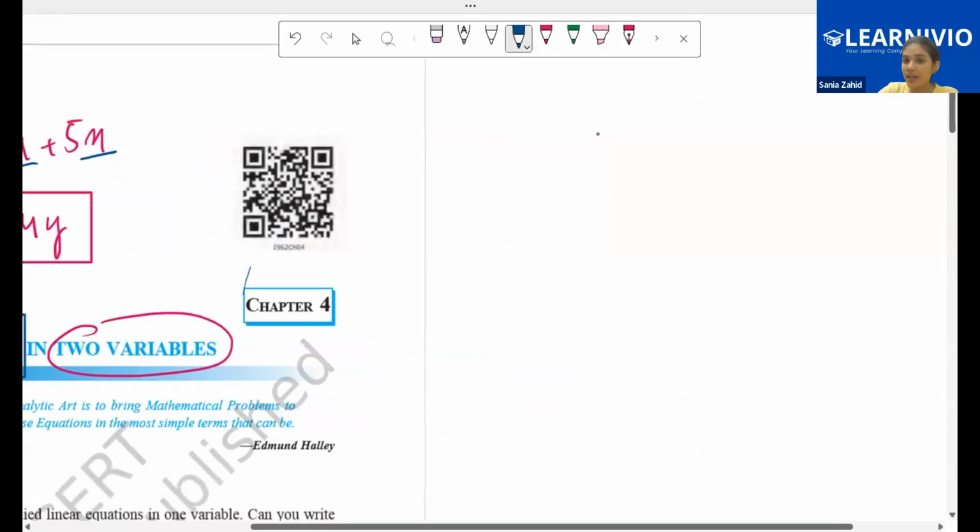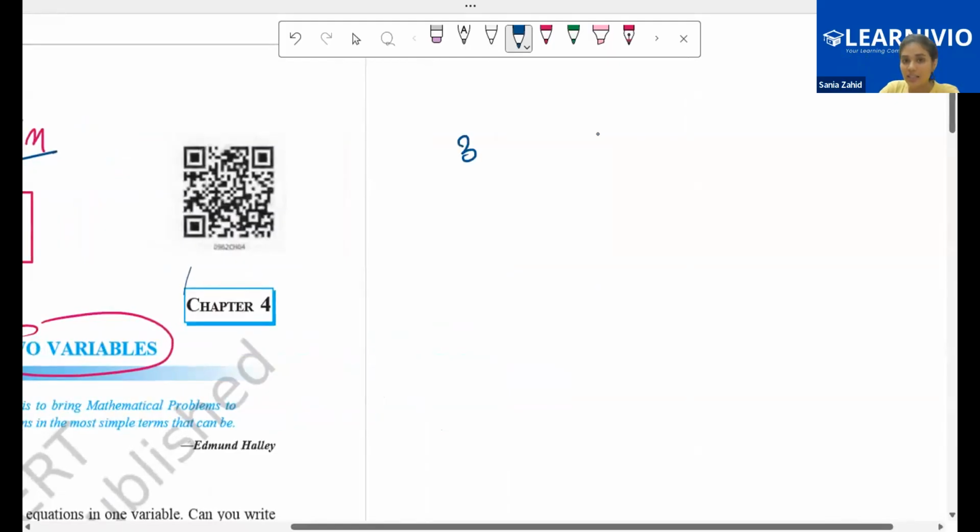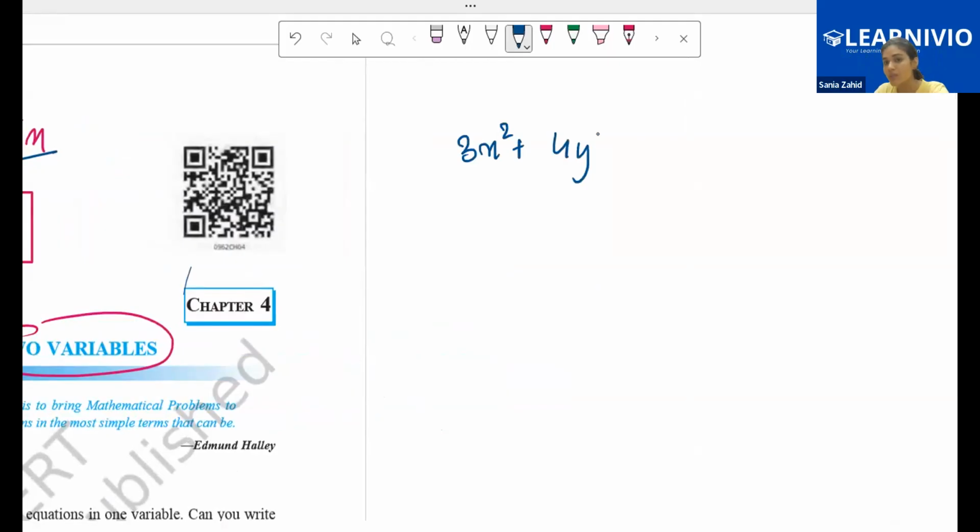If I write 3x square plus 4y, what is the power of x? X has a power of 2 and y has a power of 1. So this is not counted as a linear equation. Why? Because I want my power to be always 1 to be called a linear equation. It should not exceed 1. Is this thing clear?